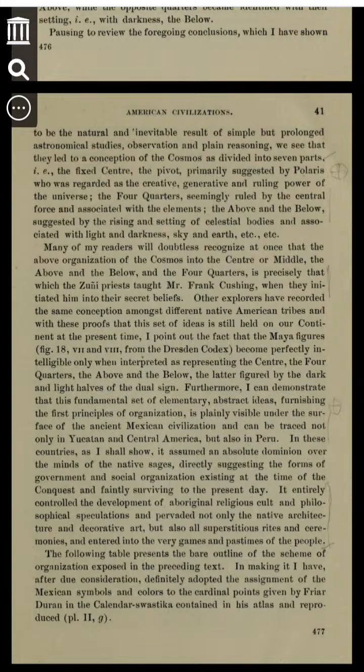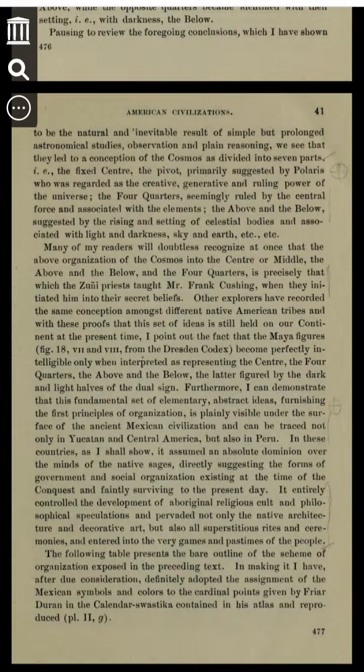Furthermore, I can demonstrate that this fundamental set of elementary abstract ideas furnishing the first principles of organization is plainly visible under the surface of the ancient Mexican civilization and can be traced not only in Yucatan and Central America, but also in Peru. In these countries, as I shall show, it assumed an absolute dominion over the minds of native sages, directly suggesting the forms of government and social organization existing at the time of the conquest and faintly surviving to the present day.